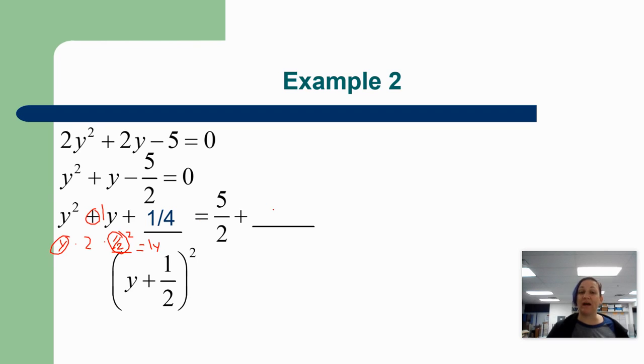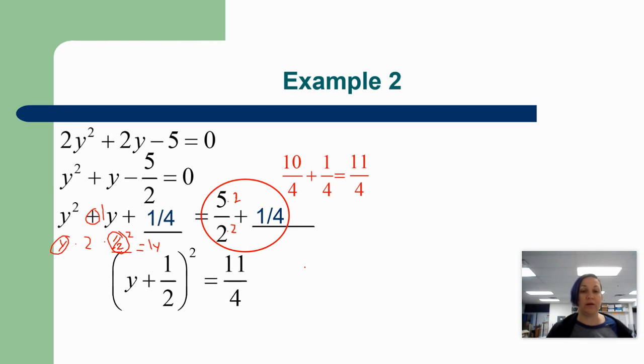And then I do need to add the 1/4 to the other side as well. Just a refresher, when you're adding fractions together, you need a common denominator. So I multiplied the first fraction by 2 to get 4 for my common denominator. And now my other side of the equal sign is going to turn into an 11 over 4.